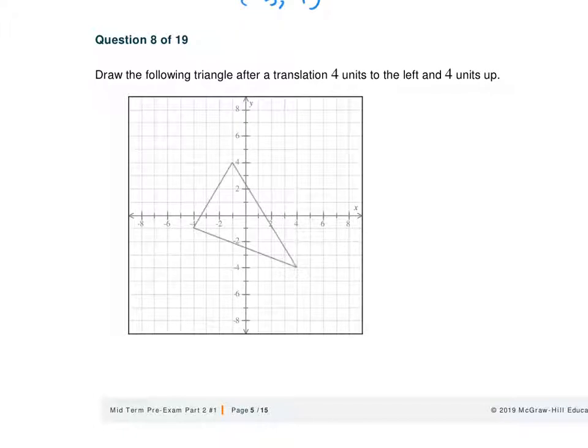Again, I'm translating this triangle 4 units to the left and 4 units up. So from each point, I'm going to go 4 to the left and then 4 up. There's my first point. Again, 4 to the left and 4 up. 4 to the left and 4 up.